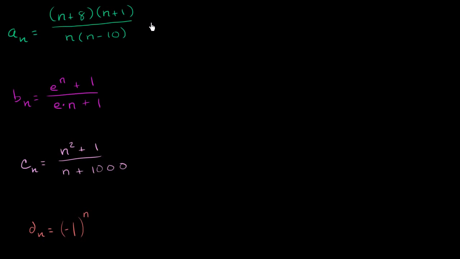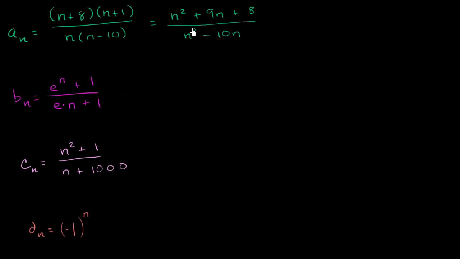So let's multiply out the numerator and the denominator and figure that out. n times n is n squared, n times 1 is 1n, plus 8n is 9n, and then 8 times 1 is 8. So the numerator is n squared plus 9n plus 8. The denominator is n squared minus 10n.